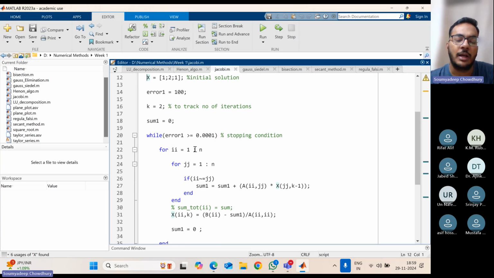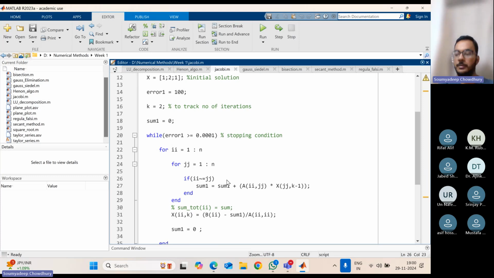And then we are using a nested for loop, for ii from 1 to n, and for jj also 1 to n. And in this condition we are checking if ii is not equal to jj, then we are summing, that is sum1 equals sum1 plus a into x. And be careful here, since it is the Jacobi method, we are using x of jj comma k minus 1. That is the value of x at the previous iteration, not the current iteration. So this for loop actually gives me this sum, and ii not equals to jj is because in the sum we had a condition i equals to 1 to n, i not equals to k, right?